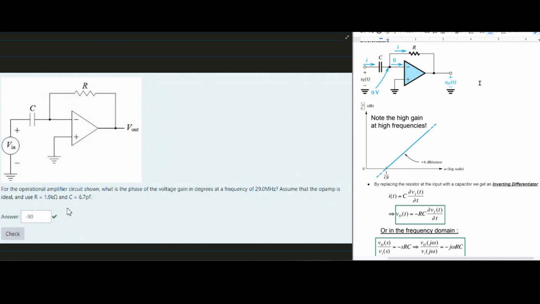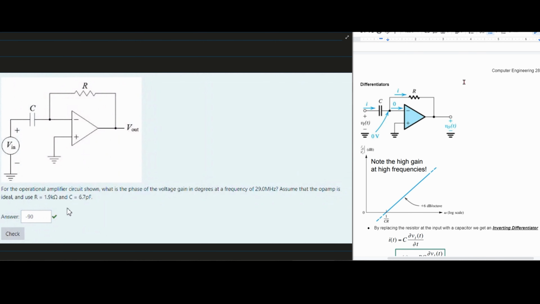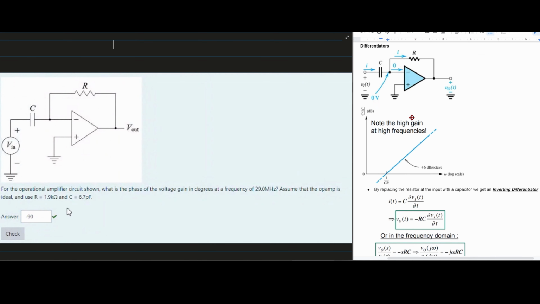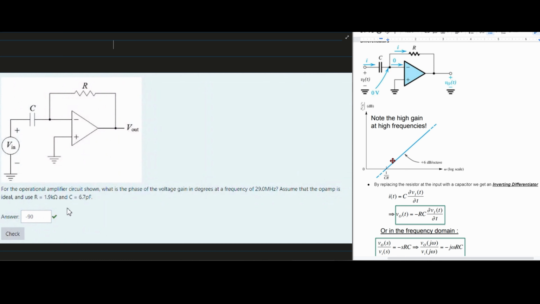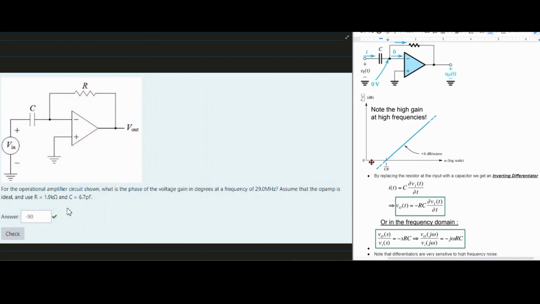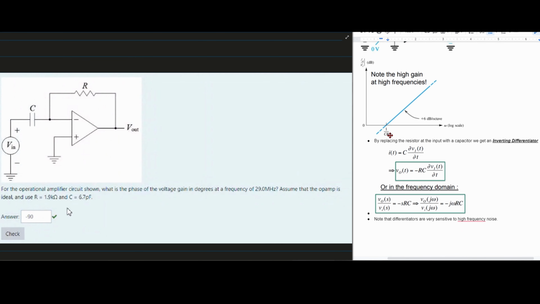And for this, we're going to turn to the notes that are linked below the like button. On page 28, we have differentiators. Previously, we've looked at one with a capacitance up here, but now we look at one that's in series with our voltage input. At high gain and at high frequencies, we see that we are going up from being down here. We have some notes on it here.